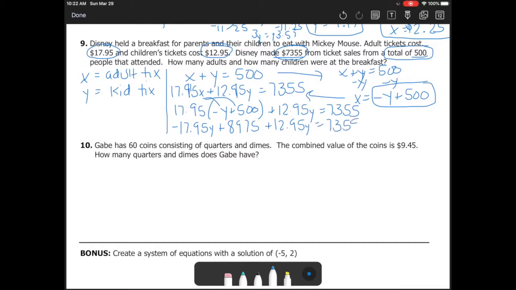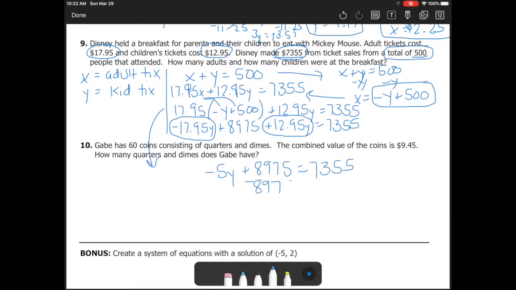I'm about to go into the space for the next problem, but that's okay. I have like terms right here and right here. So negative 17.95 plus 12.95 gives me negative 5y. Subtract 89.75 on both sides.